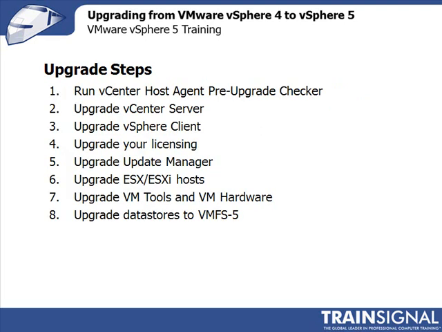All right, so the upgrade steps. What are we going to do first? Well, first I want to run the vCenter host agent pre-upgrade checker. I want to make sure that everything is in check, everything is sound, and it's ready for an upgrade. Once I've double checked that, I know that my databases are in check, I know that I can upgrade the database, and I know that I'm not going from 32 to 64-bit.